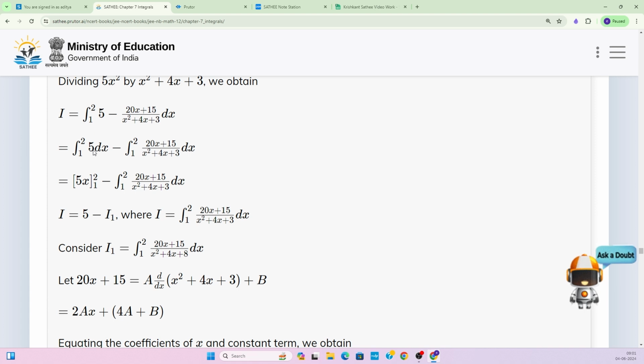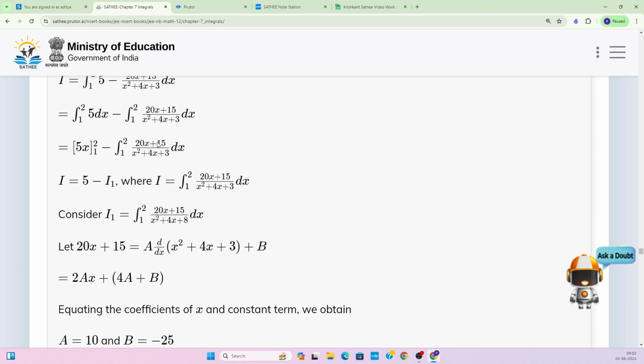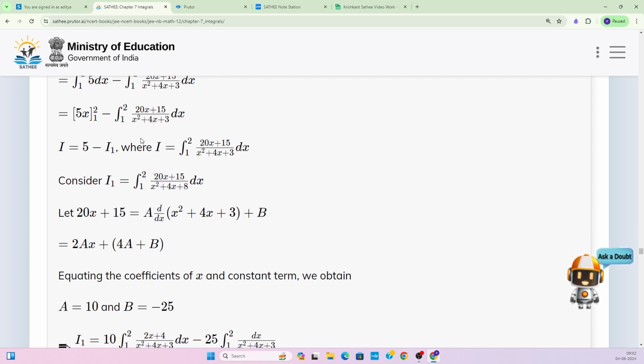You know this integration directly, 5x from 1 to 2, minus definite integral 1 to 2 of (20x plus 15) by (x square plus 4x plus 3). Now name it I1. We will be now evaluating I1. You will get definite integral 1 to 2 of (20x plus 15) by (x square plus 4x plus 3) dx.